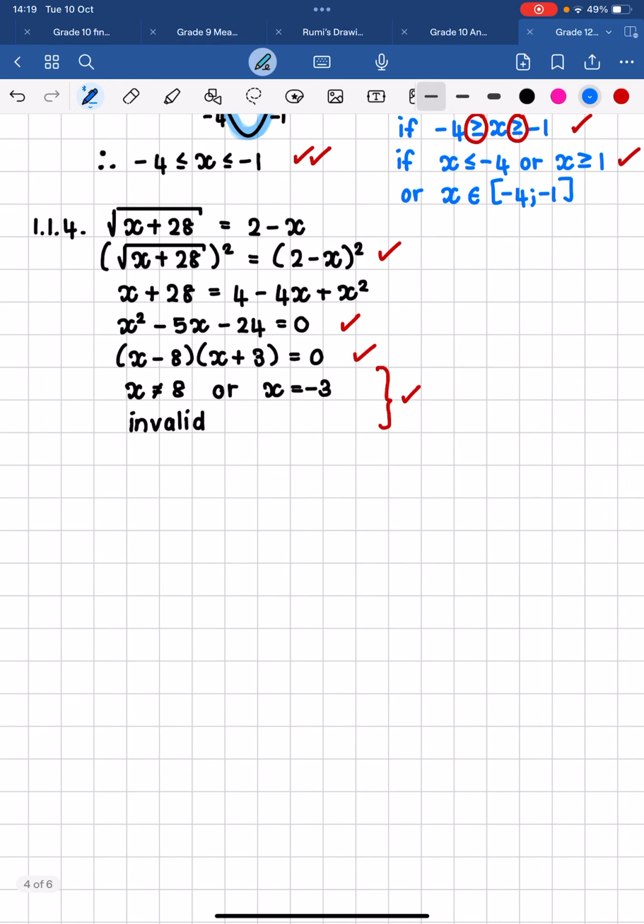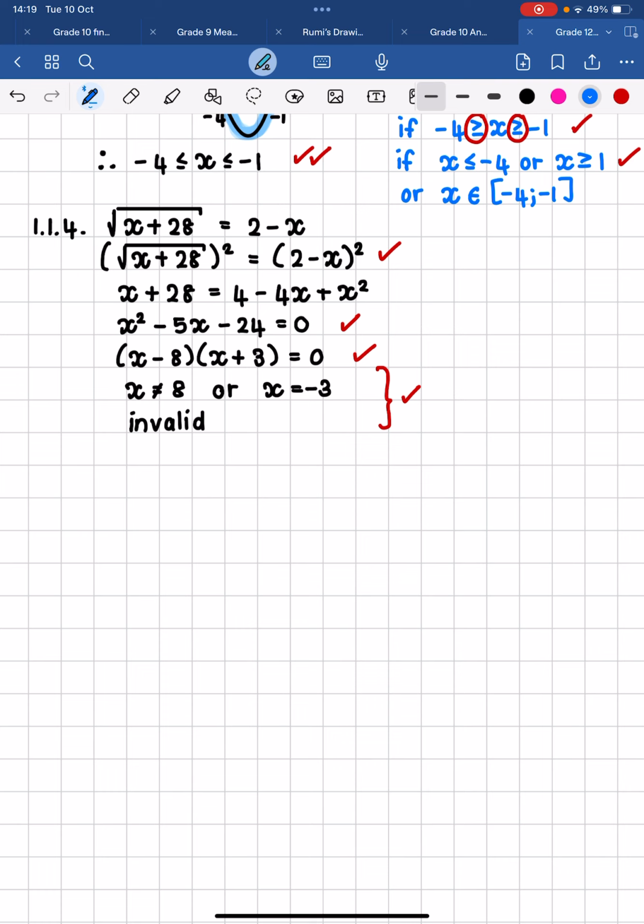Okay, 1.1.4, this was a 4-mark question. This was also a little bit simpler than the previous one because we didn't have to move anything around. You could just square both sides straight away. So square, square, that becomes just x plus 28. Here again, guys, you would have to do your 2 brackets and FOIL them out, right? To get that.